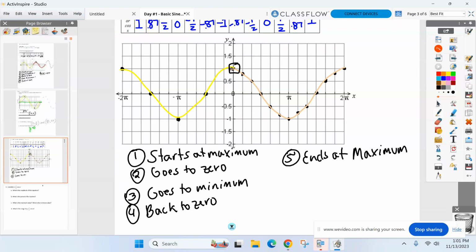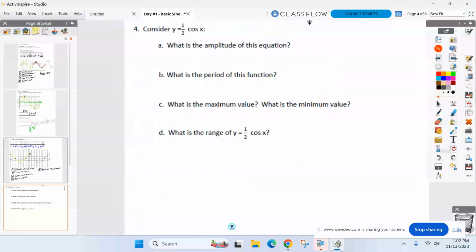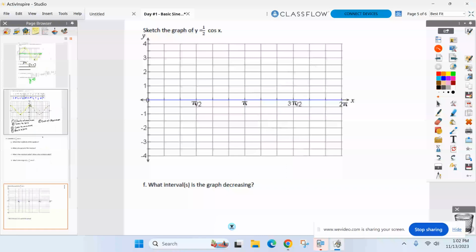Sine and cosine, this is where we're going to live for the week, and that's what your quiz will be on, except it'll be moving up, down, left, and right. All right, let's do this. I'm going to make an executive decision here. Number 4, A through D, we'll come back to. I want to graph it right now, though. Let's go right to the graph, part E, and then we'll get back to parts A through D, but I want to graph it first.